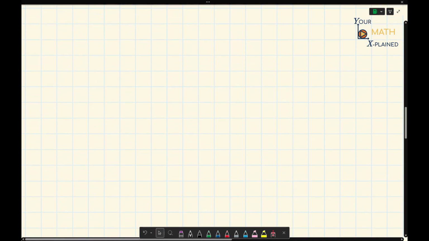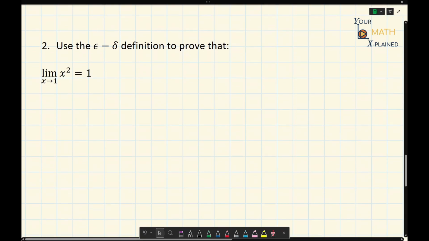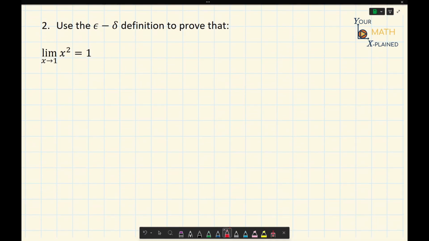Next, we're going to take a look at a quadratic limit, and this one's going to be a little bit tougher. So again, let's start by writing what we know. Our function f of x here is x squared. Our L here is 1, and our a here is also 1. So this tells us that we want to start with the absolute value of f of x minus L, and that is going to be less than epsilon.